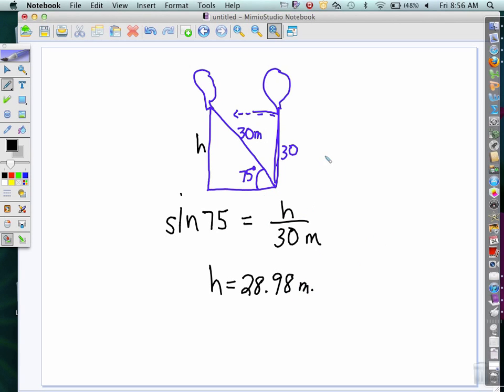The key to doing your application problems is getting your drawing so that it is accurate and you have your angles and sides measured and labeled in the right position.